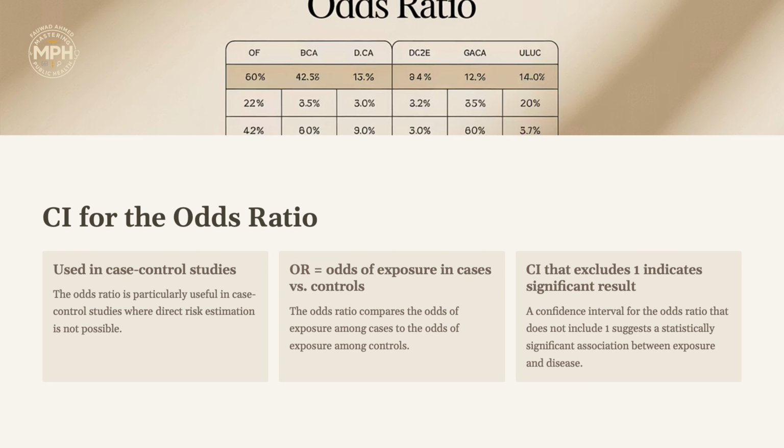An odds ratio of 1 means no association. A CI that excludes 1 suggests a statistically significant relationship. For example, an OR of 2.5 with a CI of 1.2 to 5.1 suggests a strong, significant association.